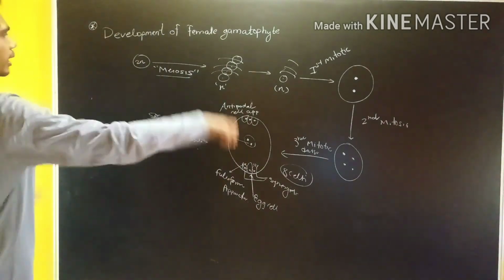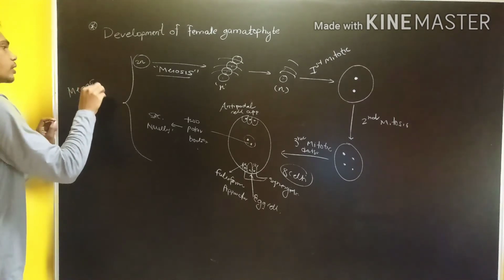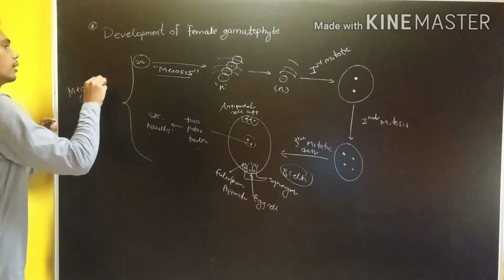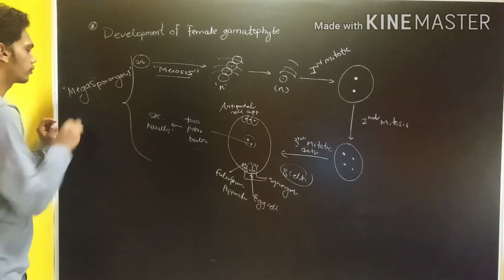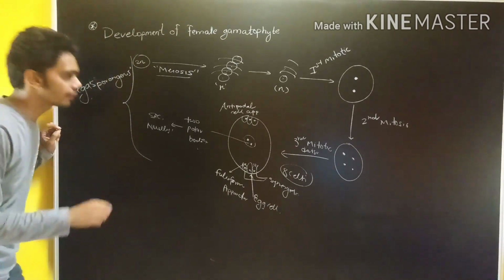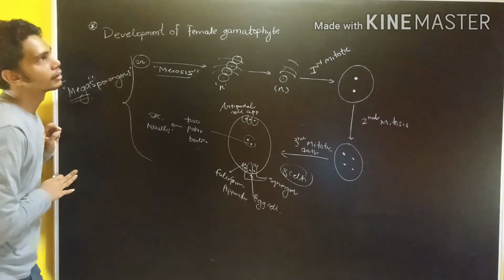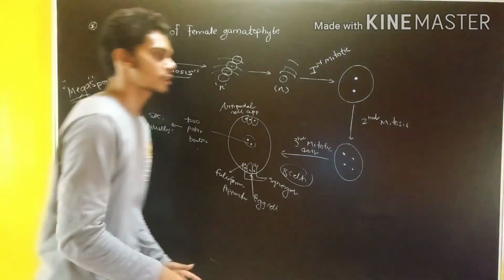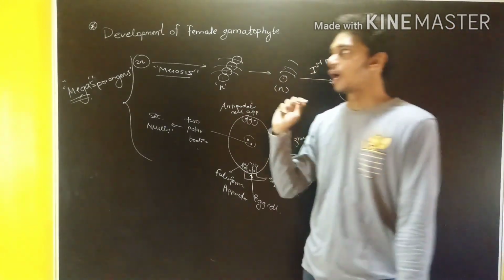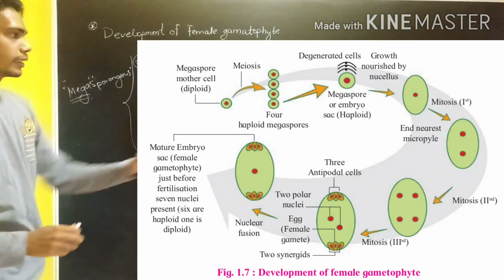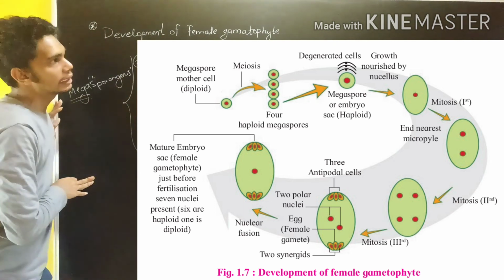This all collectively is called megasporogenesis. Don't get confused: if the word micro comes, it relates to pollen grains and the male gametophyte, but whenever the word mega comes, it's the development of the female gametophyte. So what is the process called? Megasporogenesis. I think you have understood all the details. There are pictures also that show this in a clear manner.